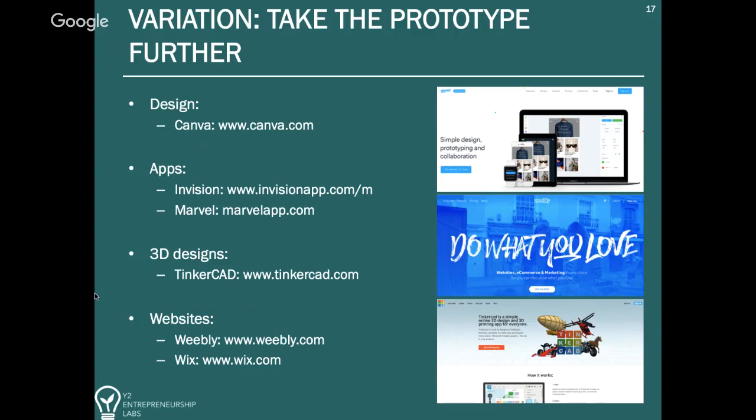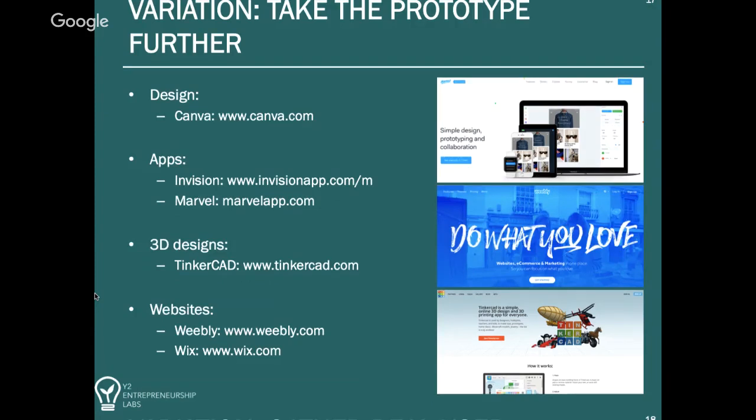So these are just examples of tools that students can use if they want to take their prototypes beyond paper and turn it into something digital, which enables, if it's online, then it becomes easier to get more feedback, because then you can just use social media to share the link to your prototype. That kind of leads to this variation.